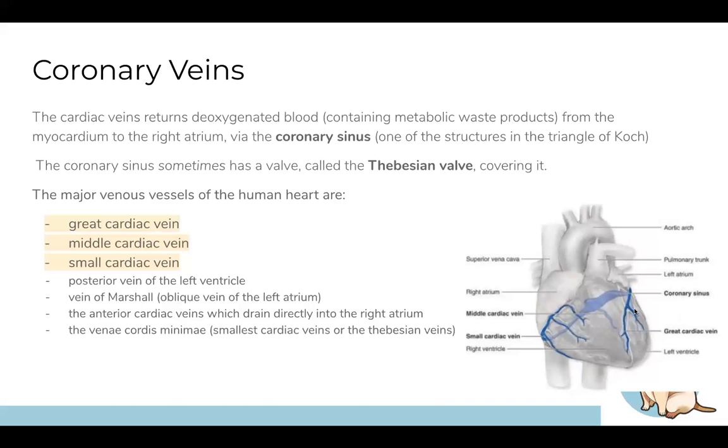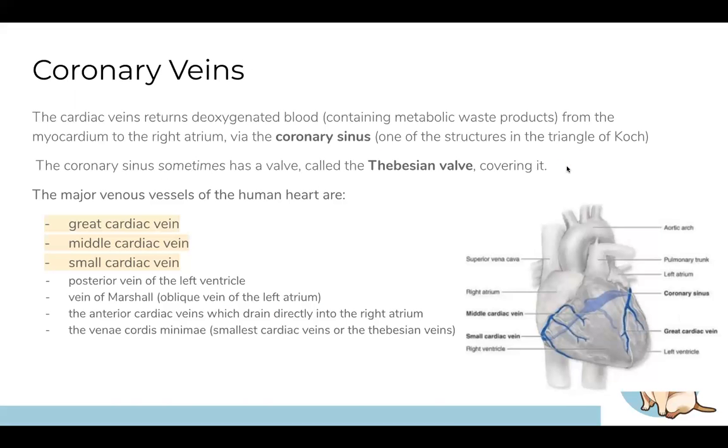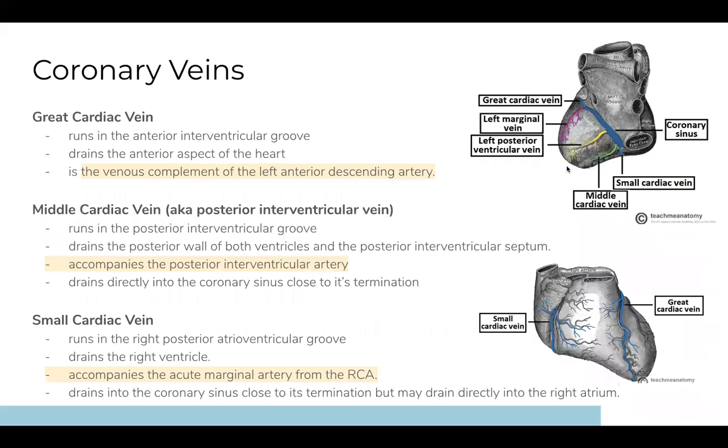So you're probably looking at this, right? And if you take a look at this, it looks kind of similar. So you have one big one going down there, one going down the back, which is your posterior descending, and this one that comes around here, which is your right coronary. Basically the way I remember these is that they're just complements of big arteries, right?